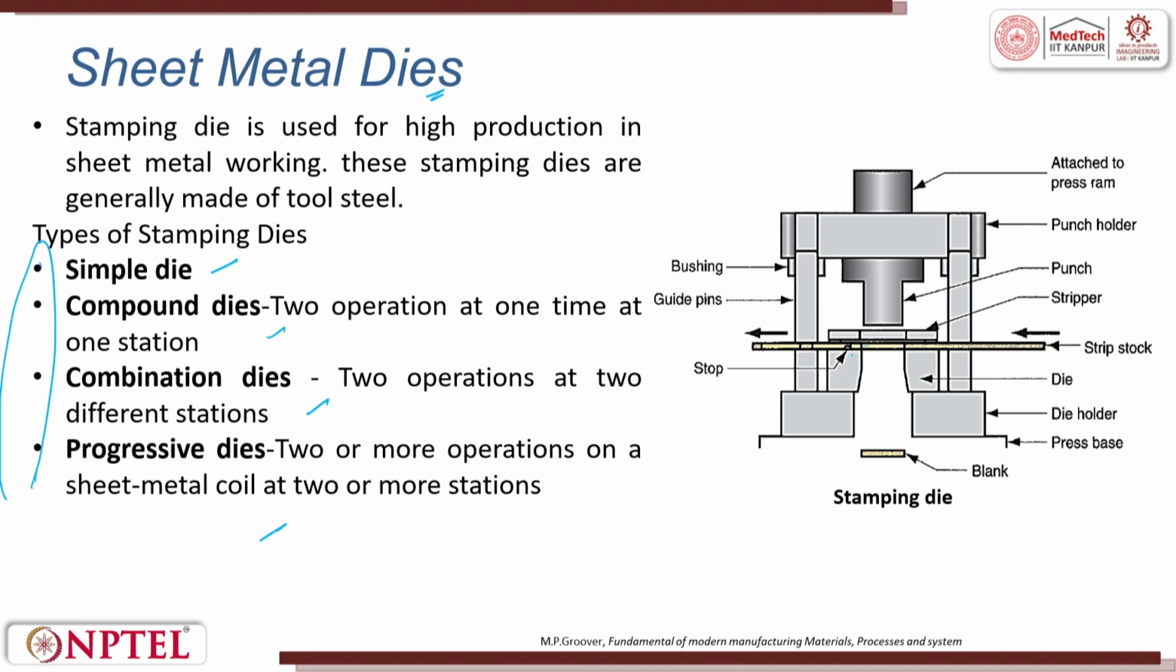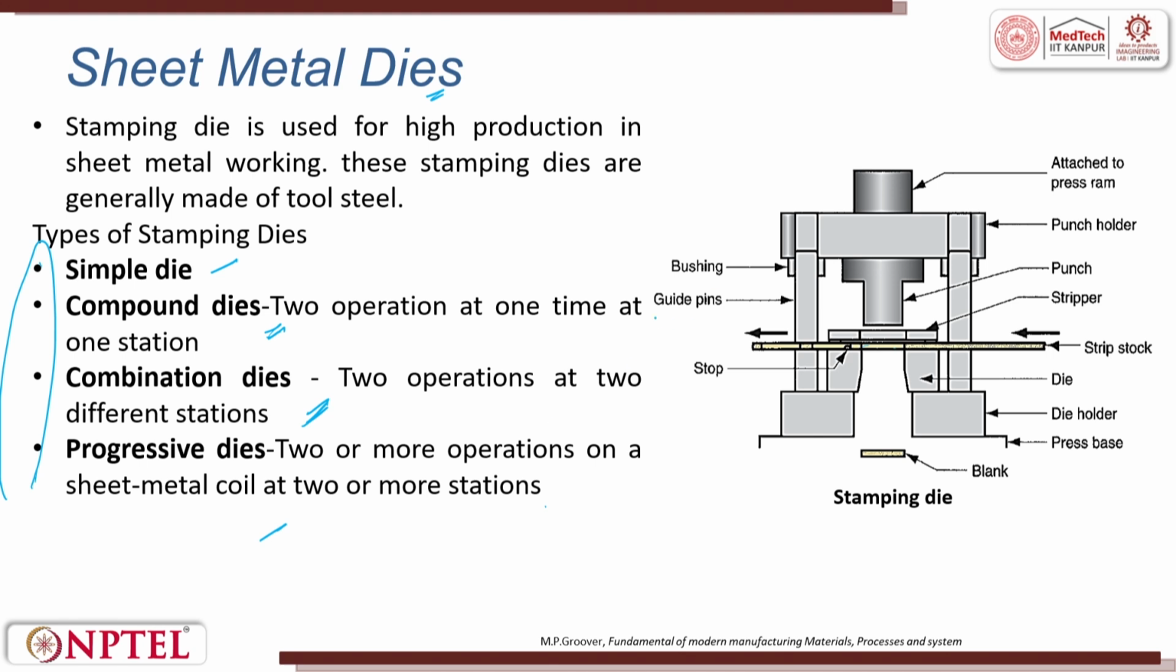Progressive dies are progression, one after the other after the other. Two or more operations on a single metal coil at two or more stations is called progressive. Right. Simple die, it is simple, punch comes down, the blank or the slug falls down, simple. Two operations at one time is called a compound operation. Two operations at two different stations is called a combined die. Compound die, combined die, two different things.